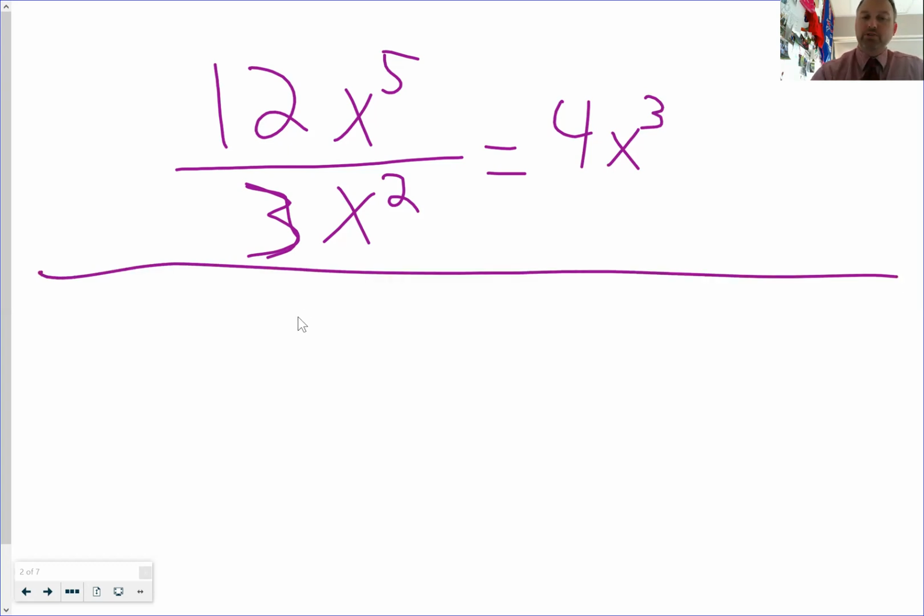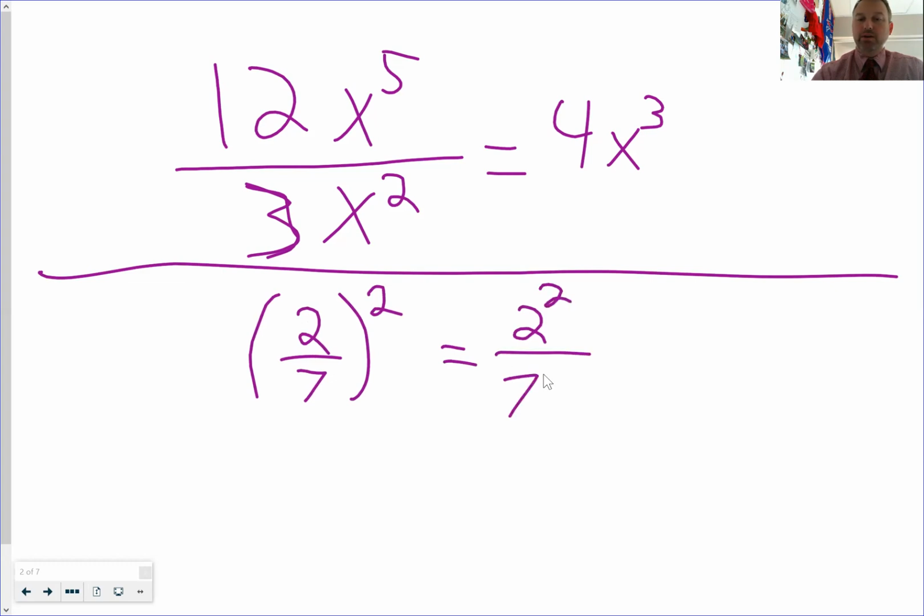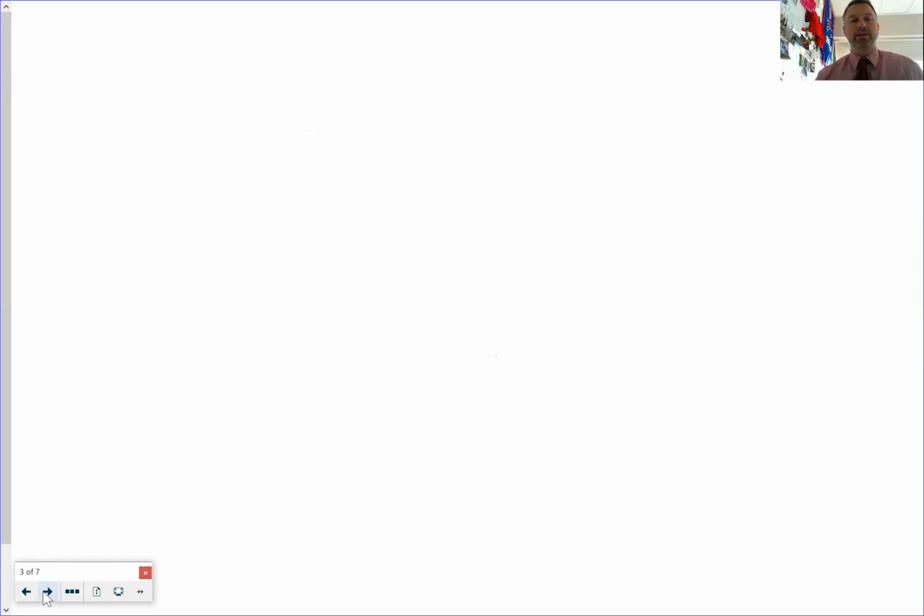Next, a fraction getting raised to a power. Suppose you had 2/7 raised to a power of 2. All right. The numerator gets raised to that power, and the denominator gets raised to that power. 2 squared is 4. 7 squared, 49. Again, the numerator and the denominator both get raised to that power.